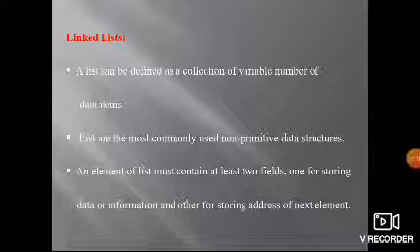A list can be defined as a collection of a number of data items. Lists are the most commonly used non-primitive data structures. An element of a list must contain at least two fields: one for storing data or information, and the other for storing the address of the next element. Okay, one for the data and another for the address. We have two fields.